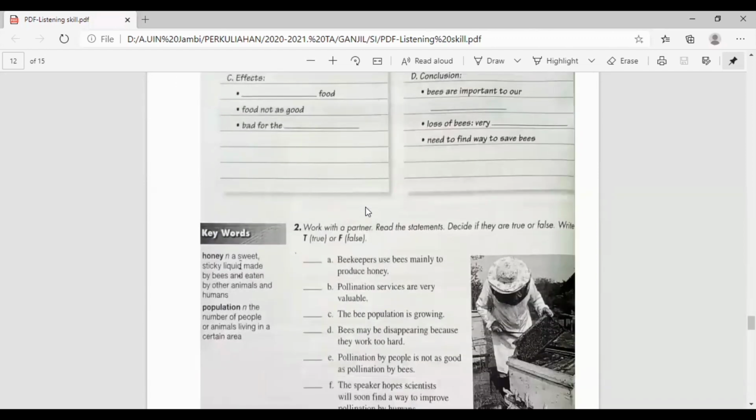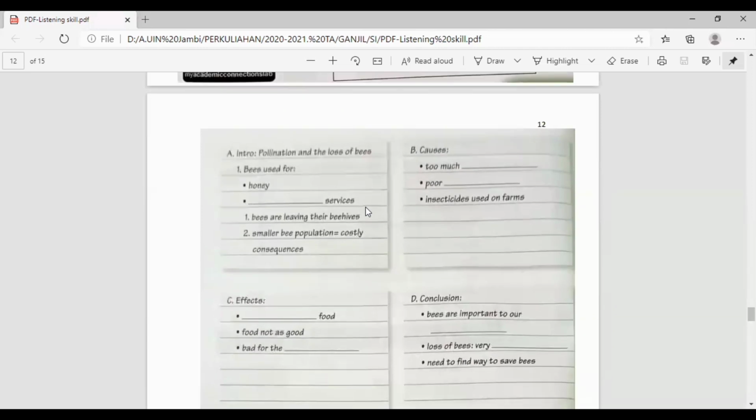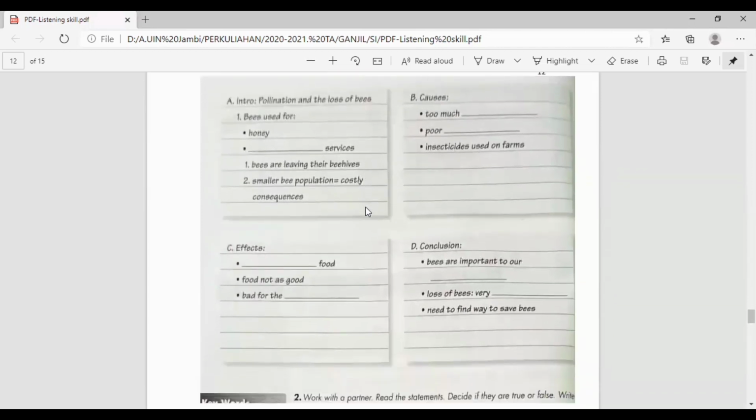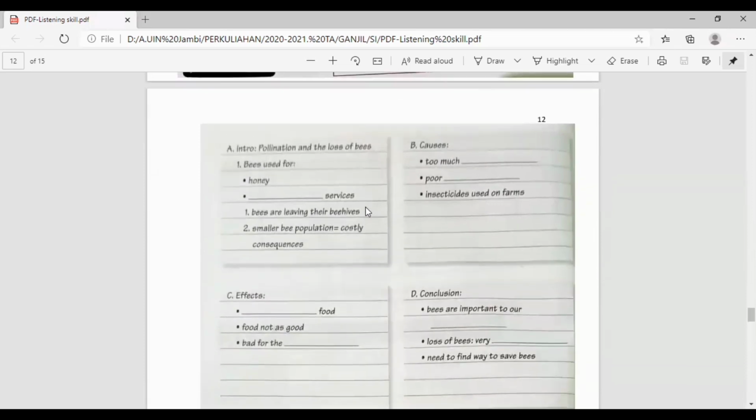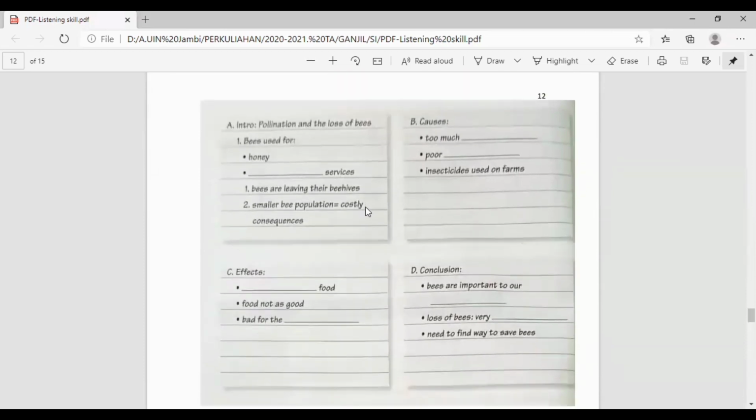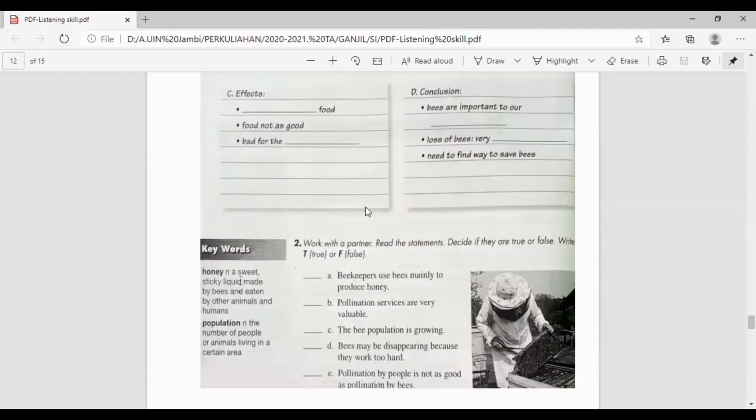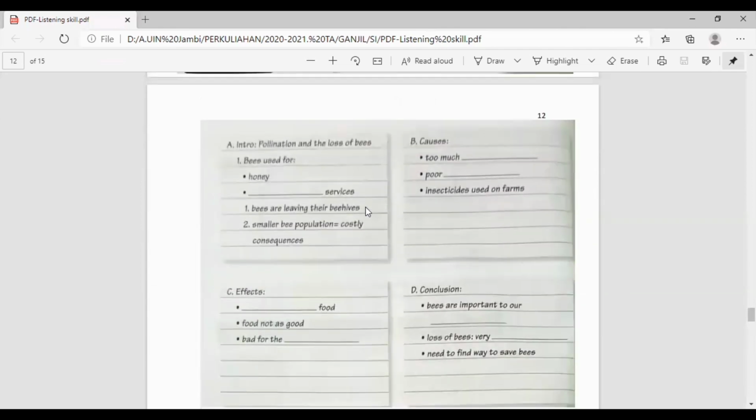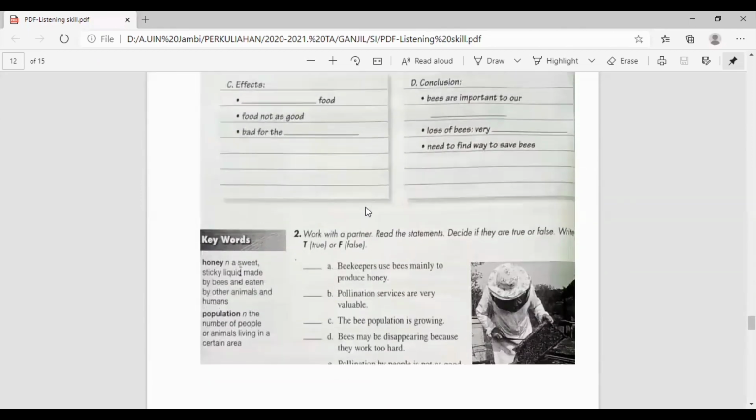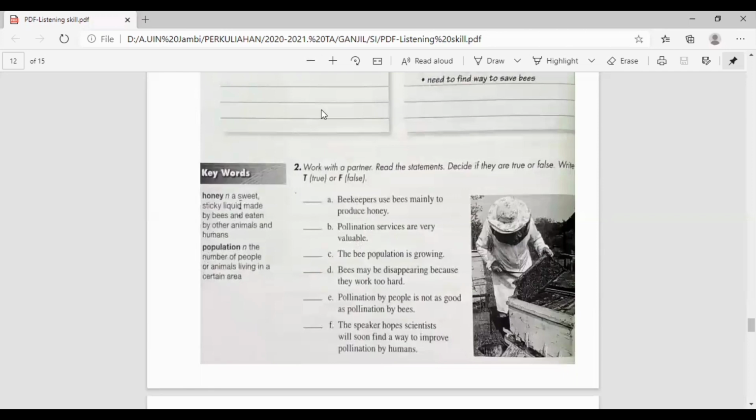Okay. Well, how is it? Can you complete the cards easily? If you can't, just play the audio again and then try to complete the notes. All right. After you finish completing the notes, guys, let's move on to exercise 2. But before you do exercise 2, please check the keywords here about honey and population.